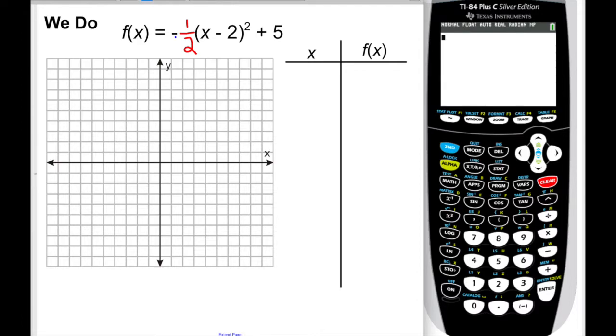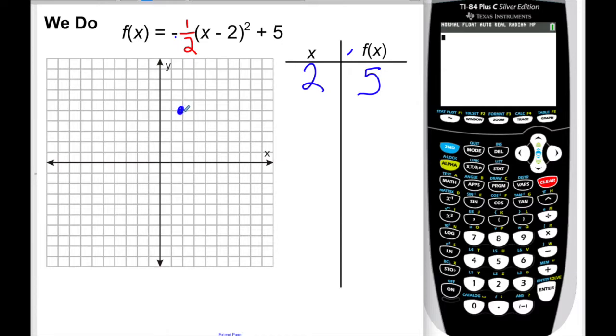It's going to point down. Why? Because the a value is negative. The a value, which is in front of the square, is negative 1/2. So therefore, it's going to point down. Now, what's my easiest point that I'm going to start by plugging in this form? It's going to be 2. And when I plug in 2, what comes out? 5.